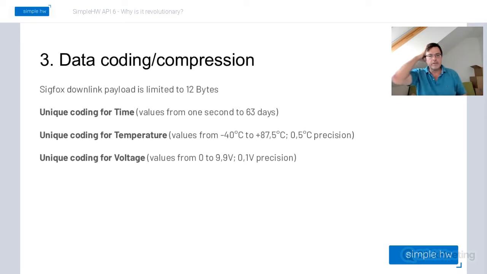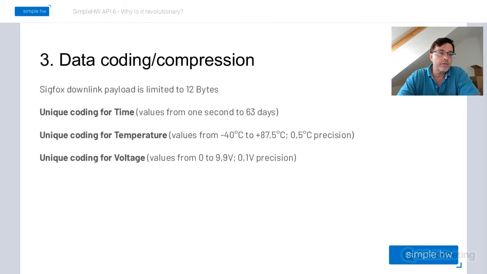So then we have some slides about the data coding and compression. Basically, 2 of them are unique, 1 is not so unique. We are using coding for time. We're just using 1 byte. You can define time from between 1 second and 63 days. You may be asking how we do it. I'll show it in the next slide.